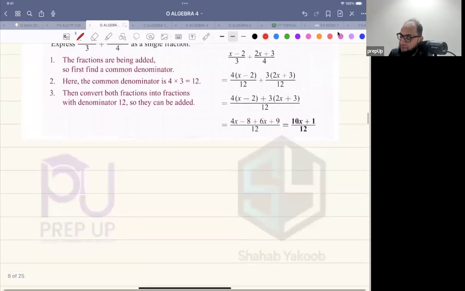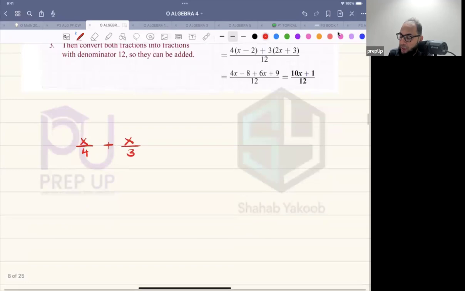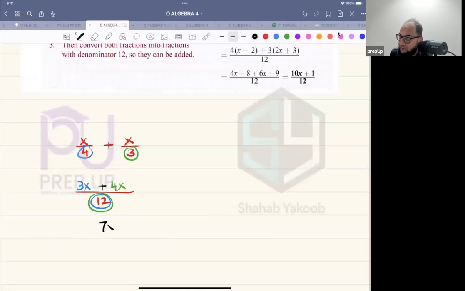For example, let me start off with a simple example. x over 4 plus x over 3. Now I can write 4 into 3, that's 12. This is 4, this is 12, we are left with 3, so this is 3x. This is 3, this is 12, we are left with a 4 after division, this is 4x. So this is 3x plus 4x, which is 7x divided by 12. A very, very simple example.